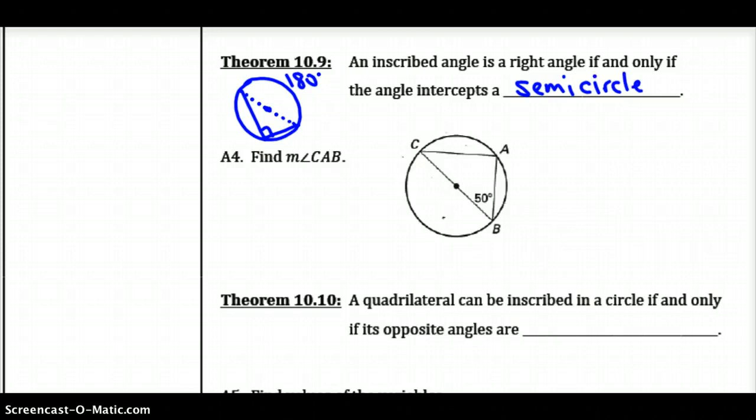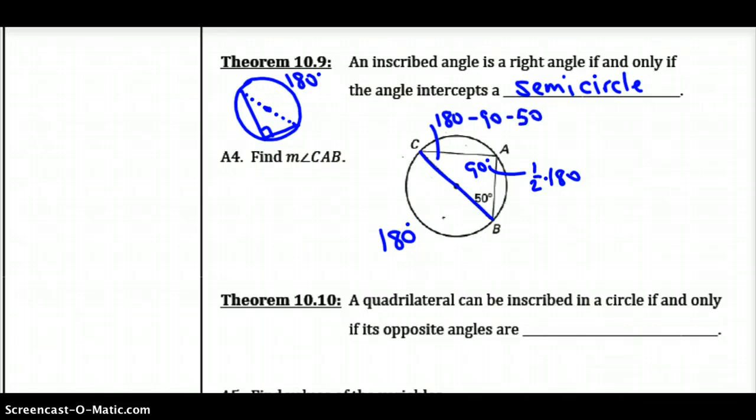Okay. So here's a diameter. Here's 180. So this angle here is 1/2 of 180. So this is 90 degrees. If I wanted to know, I could find this by 180 minus 90 minus 50. This would be 40 degrees. So what is the measure of angle CAB? 90 degrees.